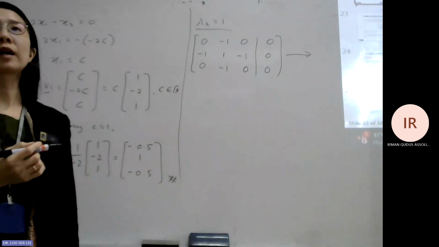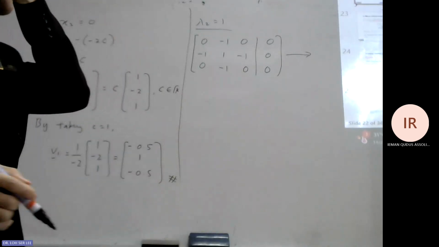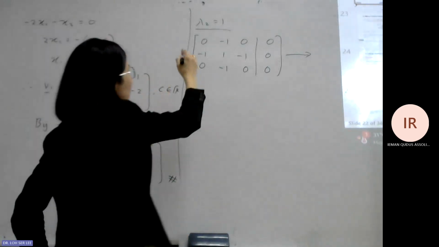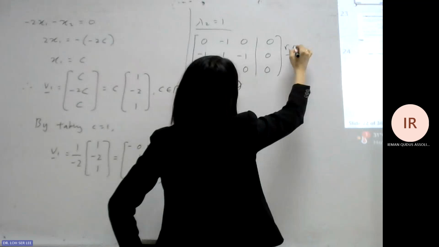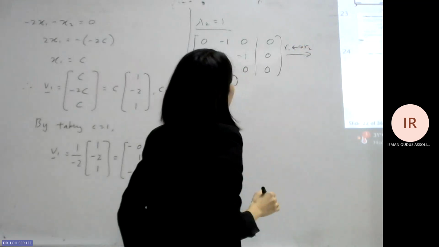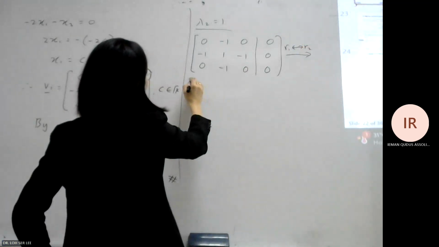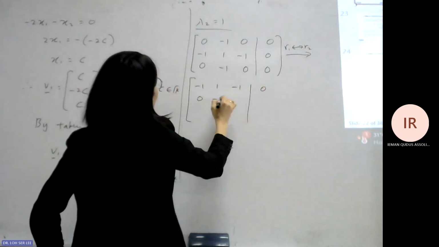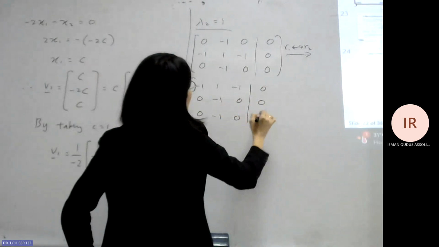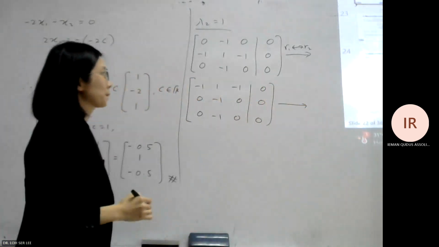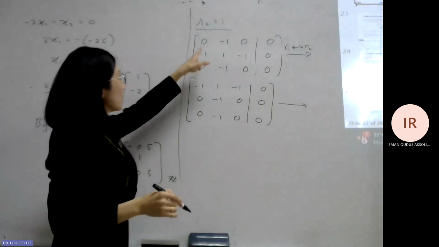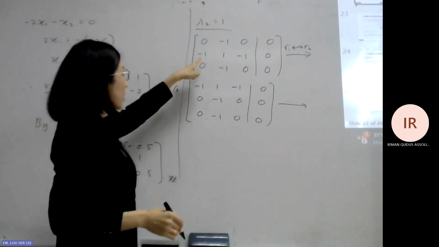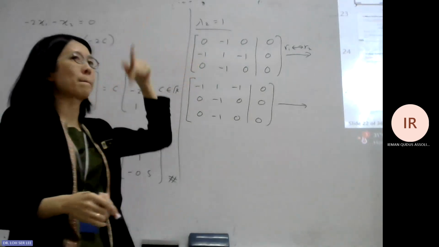Okay, so this one we have to row reduce. So what is the first step? We have to swap the first row and the second row. Negative 1, 1, negative 1, 0, negative 1, 0, 0, 0, negative 1, 0, 0. You have to swap because this pivot position must be a non-zero entry, and since you have non-zero entries underneath, we swap.